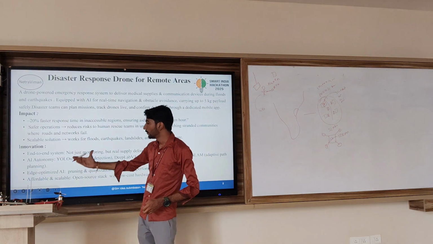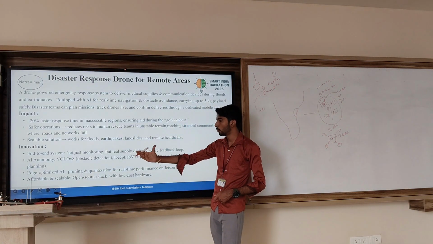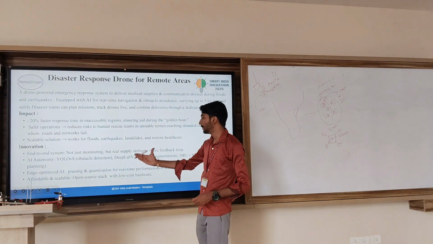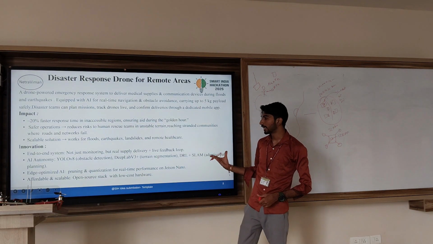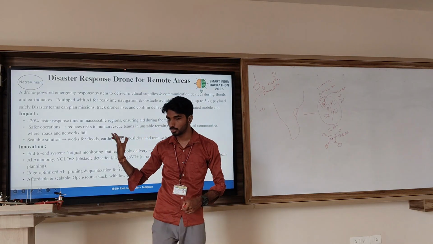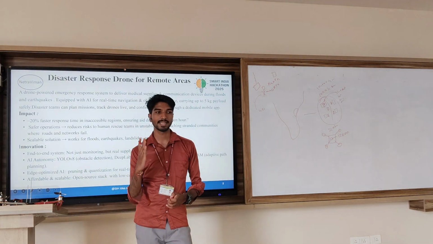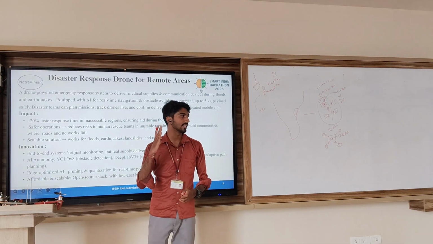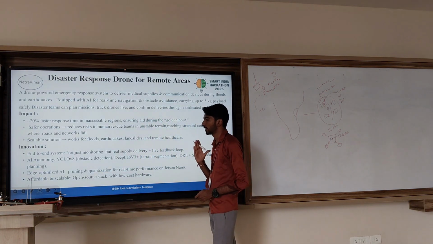AI autonomy. We're using YOLOv8 for obstacle detection, DeepLabV3 for terrain segmentation, plus DRL, SLAM, and adaptive path planning. So these are the algorithms and technologies which we are going to use in our drone, so it can autonomously scout over those regions, detect those survivors in less time, and provide medical aid as soon as possible.